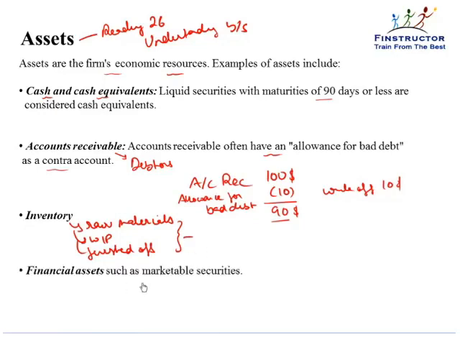Financial assets include investments in equity or debt instruments issued by other companies or other institutions. These securities can be sold off or will generate dividend or interest income as an economic benefit in the future. So marketable securities are a very common example of financial assets.